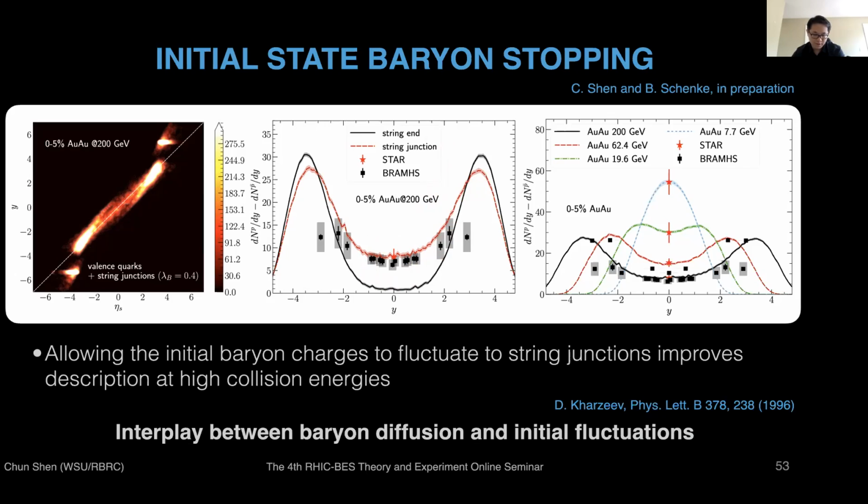And here on the right hand side, I show you that this model with the string junction does not only work for 200 GeV, but can also consistently work down to lower energies, even to 7.7 GeV. So these early time string junction fluctuations will also play a role if you want to extract the baryon diffusion coefficients based on the shape of this dN/dy of net protons.